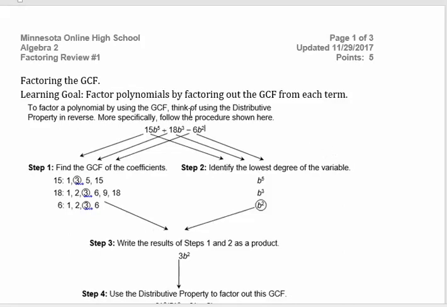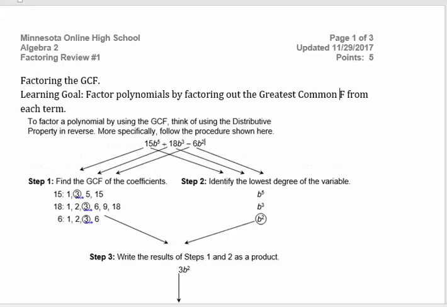So to start with, we're just going to review how to factor polynomials by factoring out the greatest common factor. That's what GCF stands for, greatest common factor, GCF for short. We're going to first figure out what is the greatest common factor, and then remove it from each term by dividing it. So it's like the distributive property in reverse. So again, our first step is to find the greatest common factor.